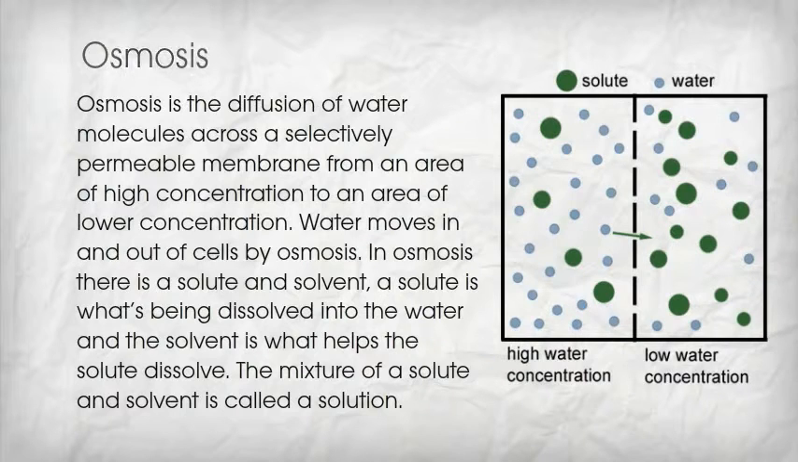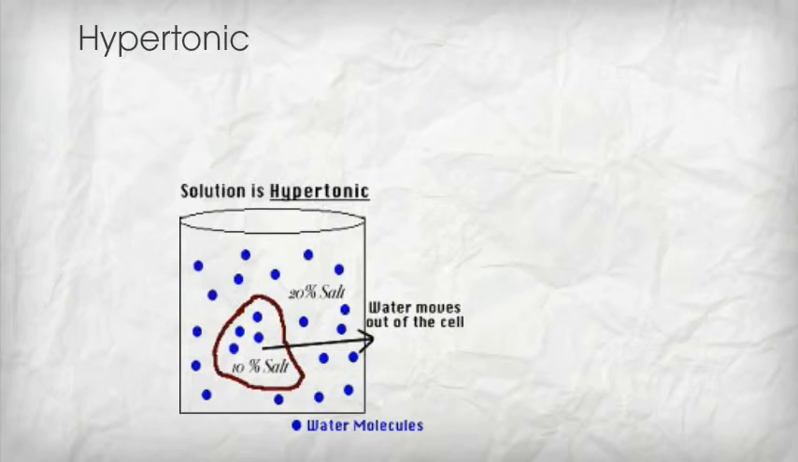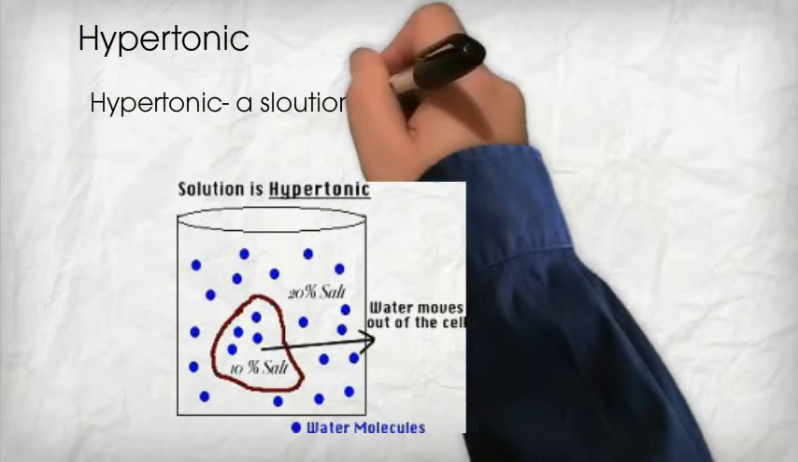Imagine you had 2 cups of water. Both cups had 100 milliliters of water, and one had 5 grams of sugar and the other had 15 grams. You would explain these two solutions by using the terms hypertonic and hypotonic. The solution with higher solute concentration is hypertonic, and the solution with lower solute concentration is hypotonic.